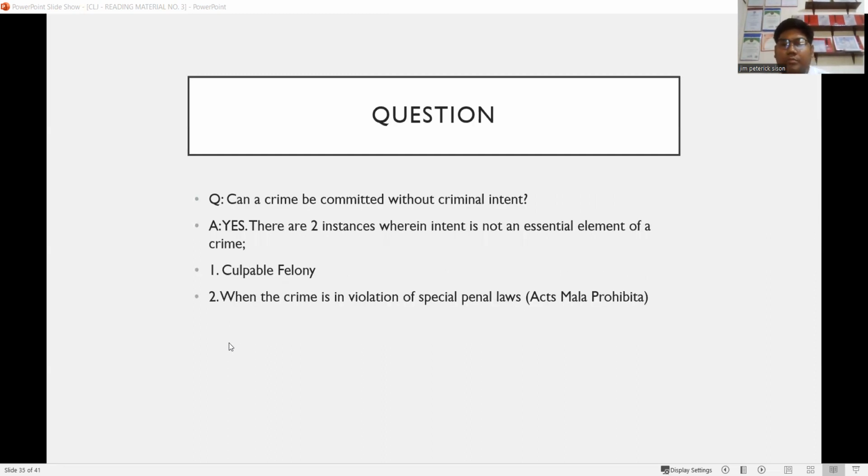Can a crime be committed without criminal intent? The answer is yes. There are two instances wherein intent is not an essential element of the crime. Number one is culpable felony, fault or culpa, and when the crime is in violation of special penal laws, acts mala prohibita.